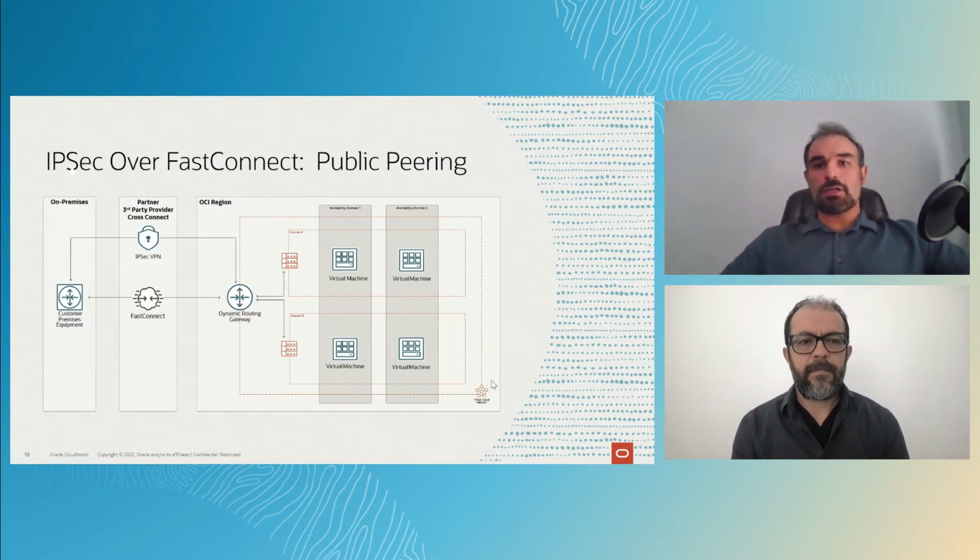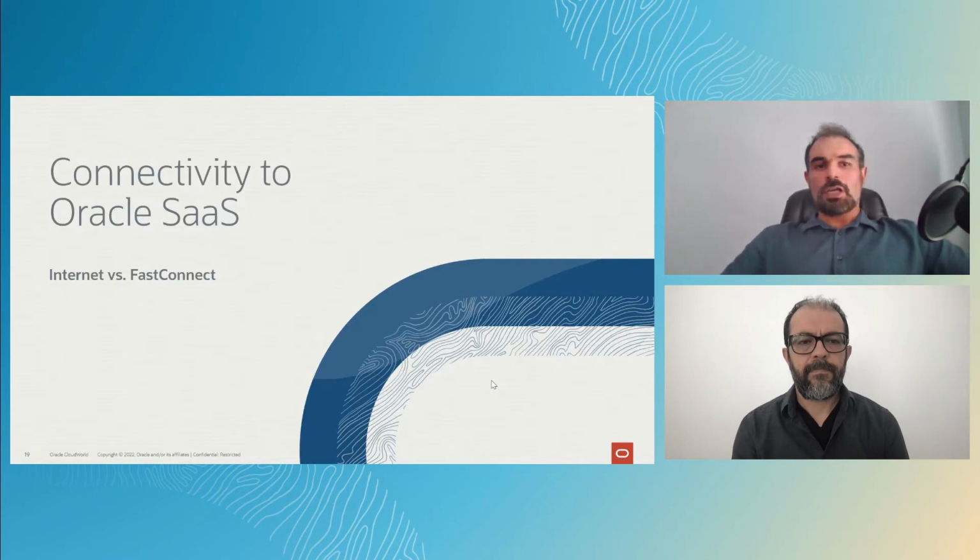That solution was over private peering. This solution goes over public peering using FastConnect. With FastConnect, you have two options, public and private peering. And these two network diagrams show those two solutions.